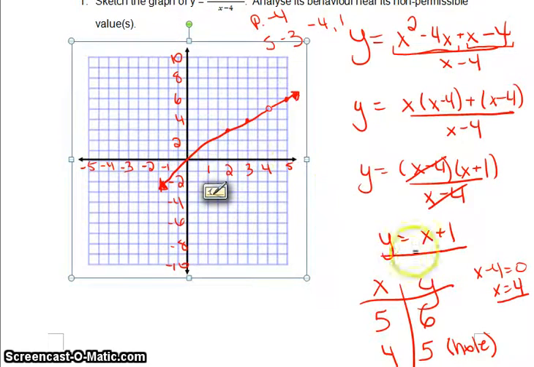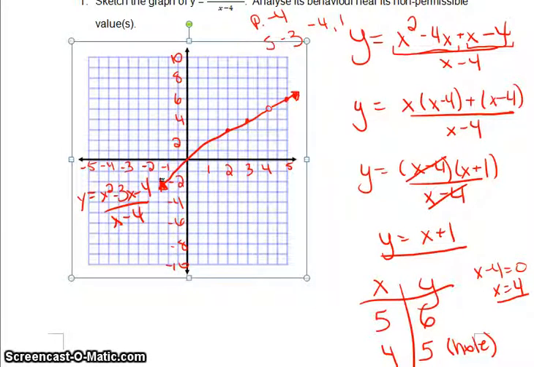We don't want to be labeling it y is equal to x plus 1 because this doesn't show us our hole there. So we want to label it with our original equation. So we have y is equal to x squared minus 3x minus 4 over x minus 4. Okay.